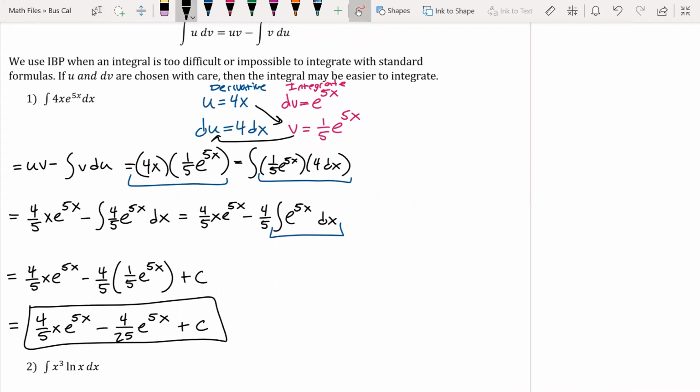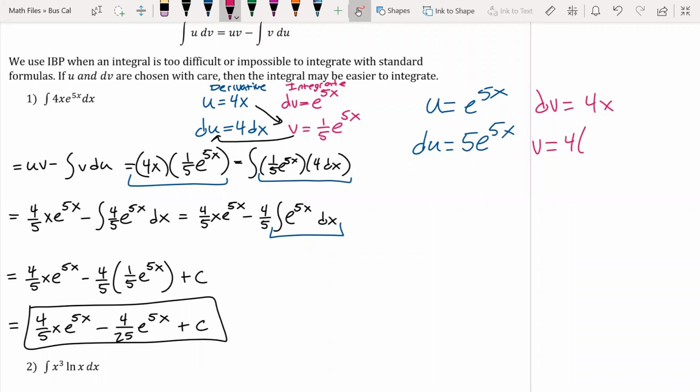Okay. So what if we chose it the other way around? Again, it's all about practice. How do you know which terms to choose for u and dv? Let's say you let u equal e to the 5x, and then you let dv equal 4x. Okay, well then if you took the derivative here, you'd get 5e to the 5x, and then if you took the integral here, you get 4 times x squared over 2, which would give us 2x squared.